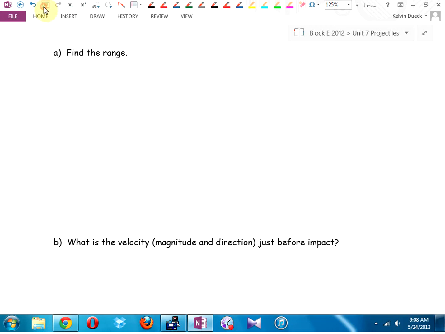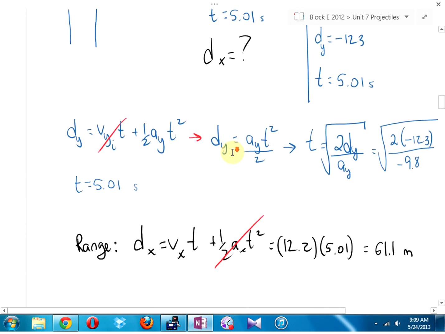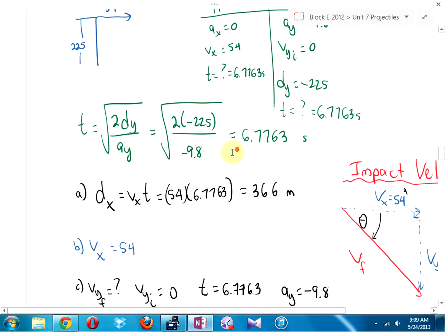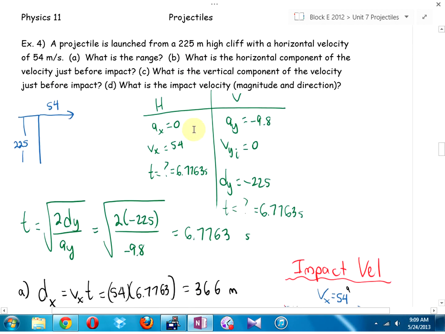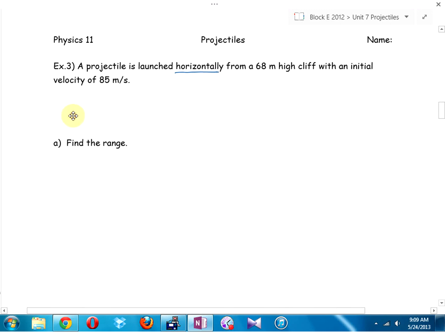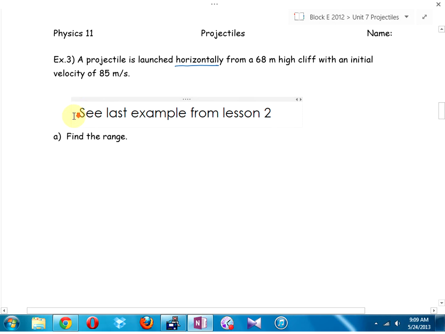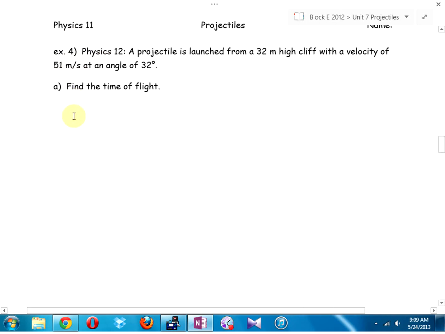That was actually the last question we did in our lesson yesterday. Hello, where are we? This one here, where we ended up getting the impact velocity. It's a lovely question, and I'm tempted to do it again, but in the interests of time and giving you time to work on your take-home quiz, I'm going to say, see last example from lesson 2. And instead, we're going to jump to example 4, physics 12.